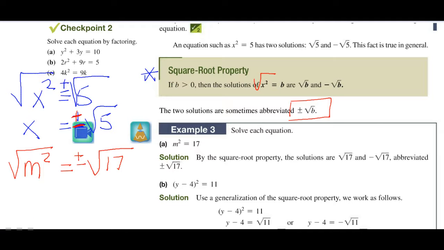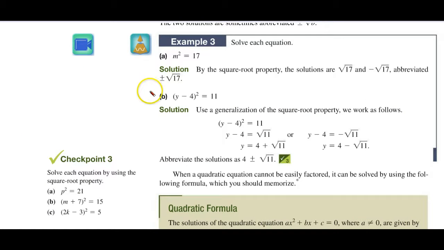Let's do another. So when we see this second one now, let me set that up for you. y minus 4, the quantity squared, equals 11. Well, we can use that same square root principle. We take the square root of this side. Remember, if that's raised to the second power, here we have an index number of 2, and that then becomes just the radicand.